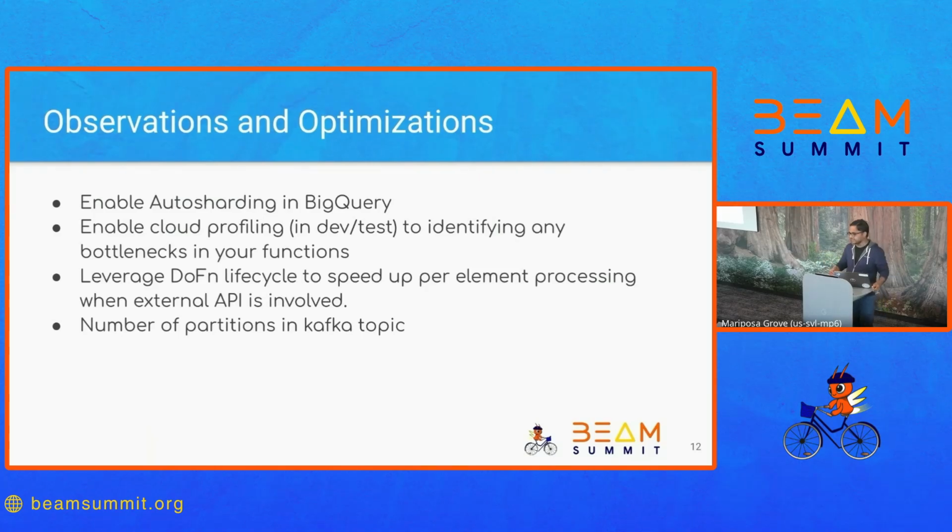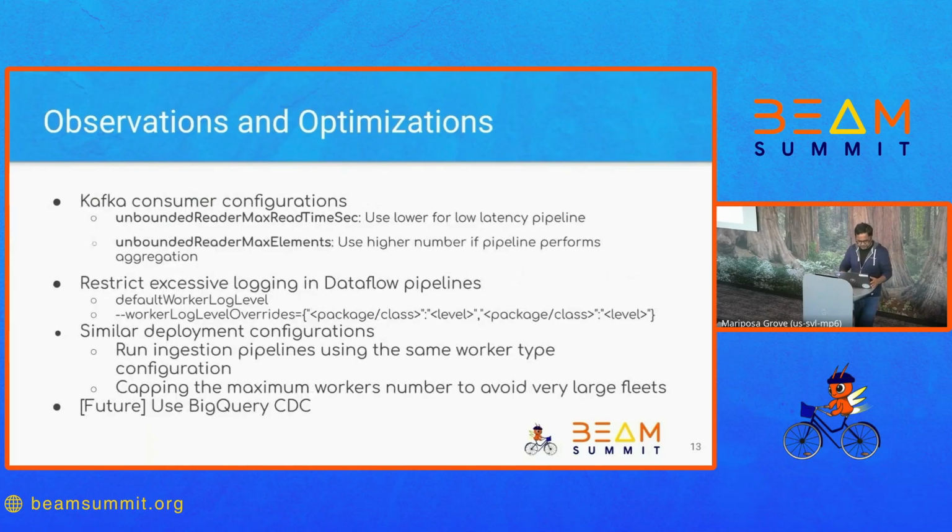Another important thing is that it doesn't matter how many workers you give, the number of partitions in the Kafka topic really helps you to scale things. So make sure that if you are running a pipeline where you are reading from Kafka, a proper number of partitions is given for a topic. That was another thing. For a few of the pipelines, we increased the number of partitions, and then the performance started increasing.